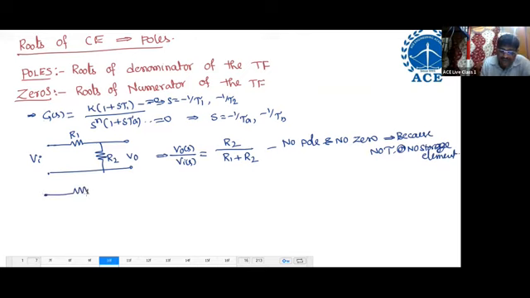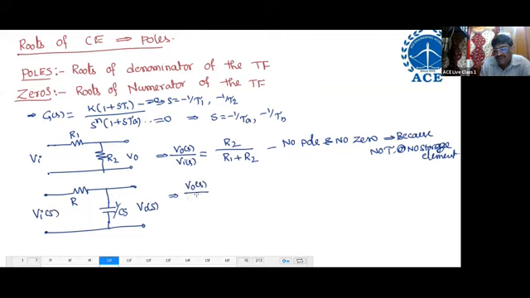For example, you take the RC circuit, with Vi and V0. Now tell me, what happened? How many poles are there here? Laplace of the capacitor is 1 by sC. V0 of s by Vi of s equals what? 1 by sC divided by R plus 1 by sC. Then what are you getting? 1 by sCR plus 1.